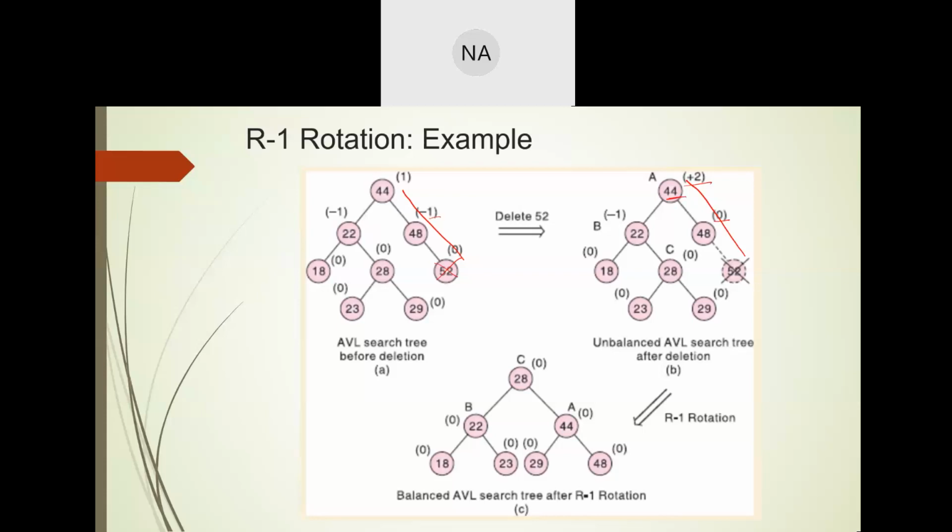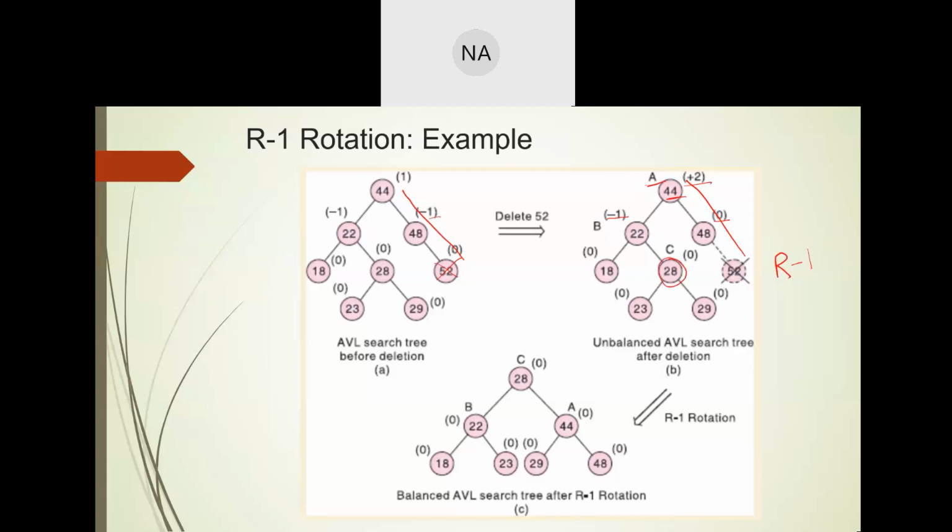So your node 44 is node A. Since 52 is in the right subtree of node A, it is a right rotation R. Node B is the root of the left subtree of node A, and the balance factor for node B is -1, so R minus 1 notation. Now also identify node C, the root of the right subtree of node B. So node 28 is your node C.